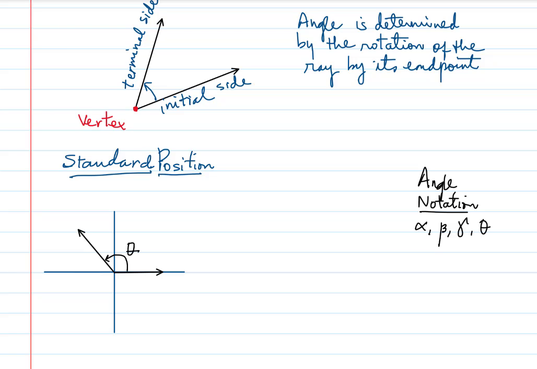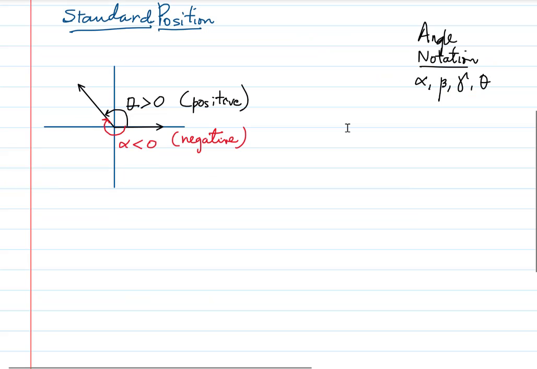And if you go clockwise, like this way, I'll call this alpha. Alpha will be negative, so that's alpha less than 0. This theta is greater than 0. So in other words, this is positive and this is negative. Notice again, counterclockwise means positive, and clockwise means negative. So that's very important. Now would be a good time to also define what coterminal angles are.